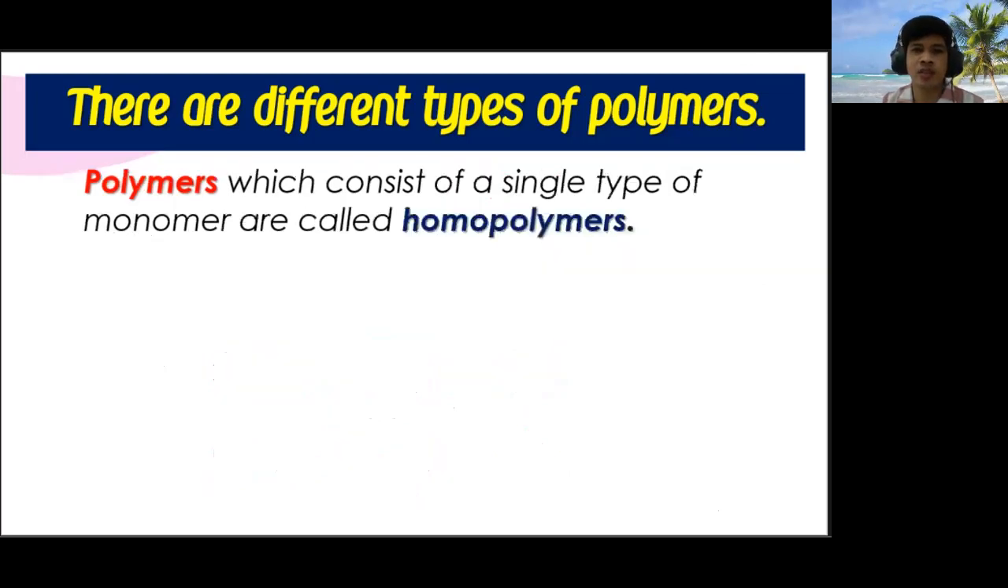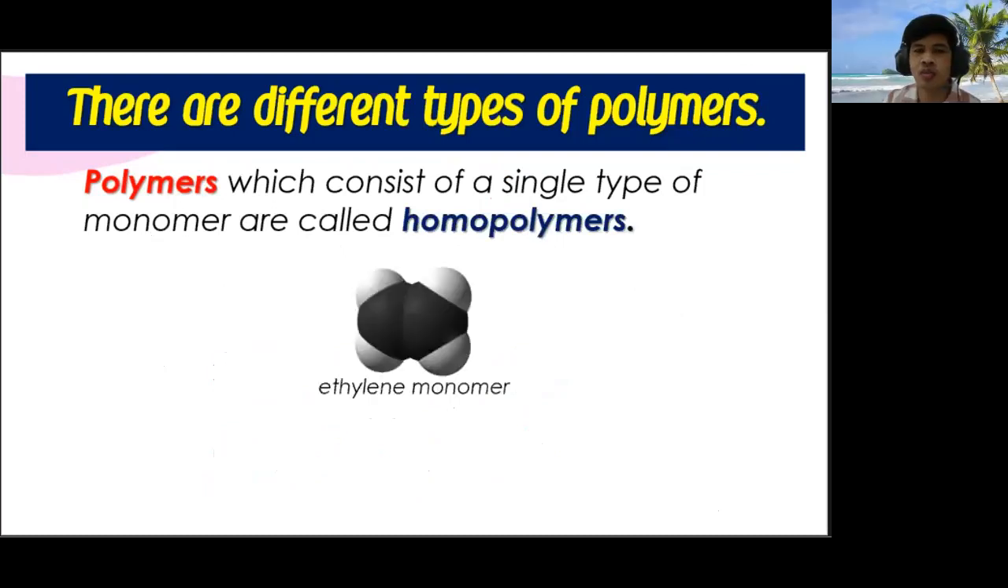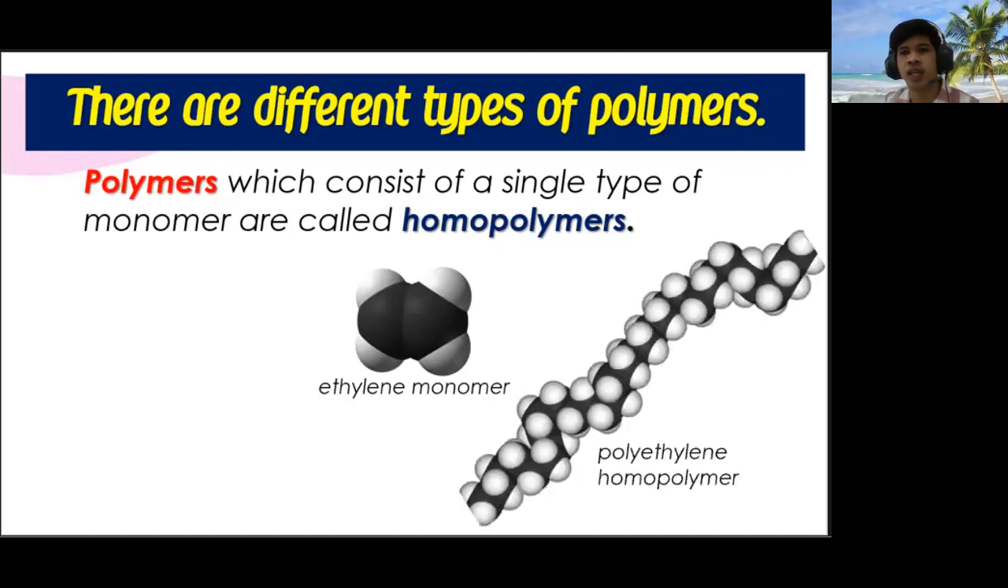Let me give you some examples of a polymer which consists of a single type of monomer, called homopolymer. For example, the ethylene monomer. When only this one type of monomer, ethylene, combines to form a polymer, it is called polyethylene homopolymer.